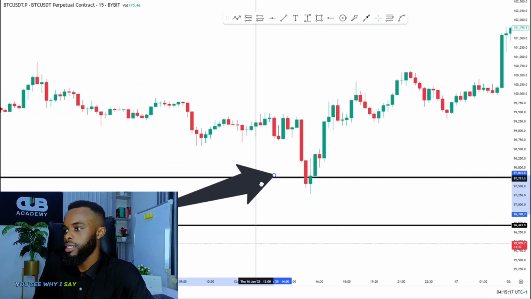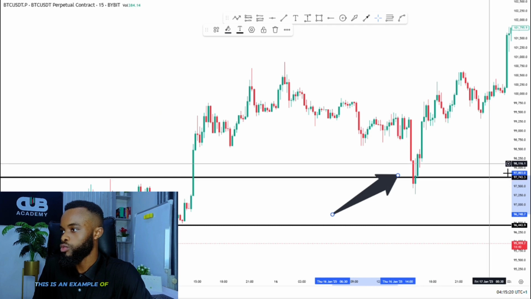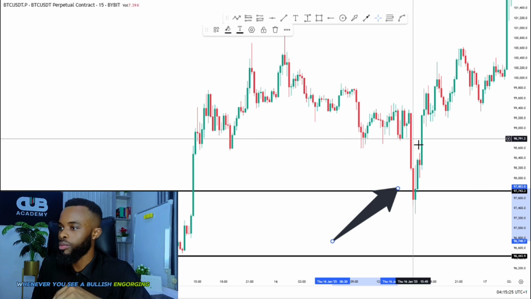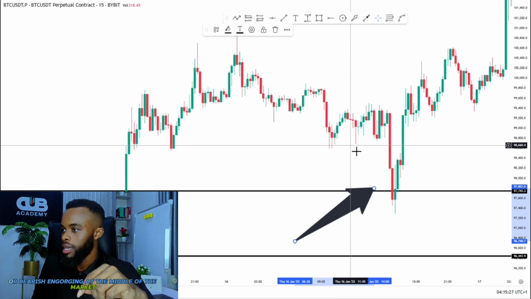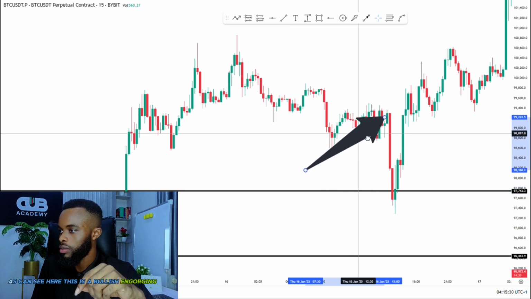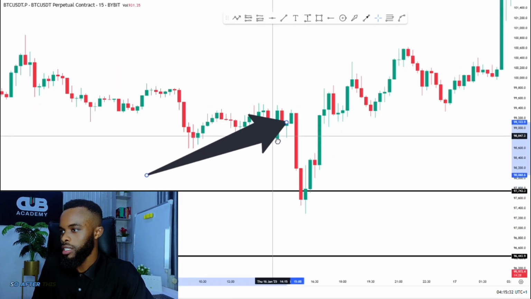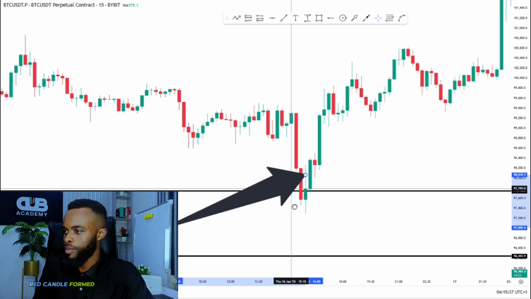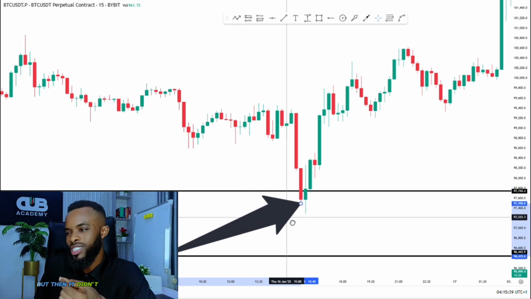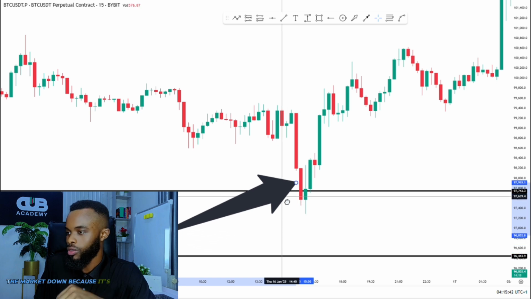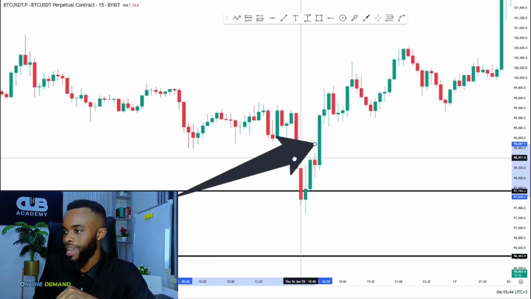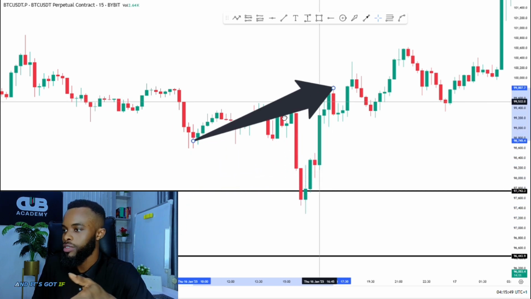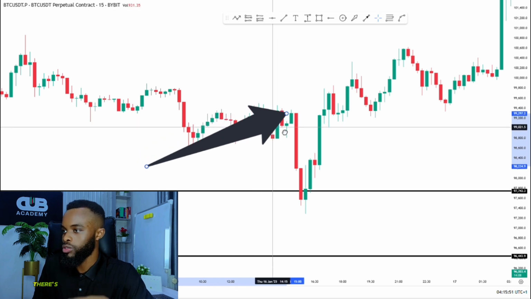You see why I say that you should not take a trade whenever you see a bullish engulfing or bearish engulfing in the middle of the market. As you can see here, this is a bearish engulfing. After this bearish engulfing formed, this red candle formed again, but it didn't push the market down because it's currently on the demand level. It pushed the market further up, and if you take the trade here, it can literally hit your stop loss. There's no doubt about that.